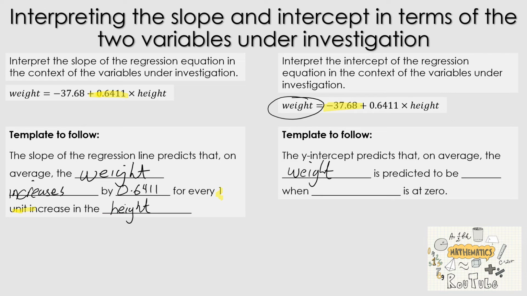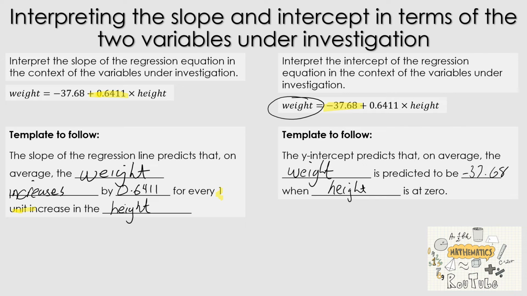The weight is to the left-hand side of the equal sign. So that's our Y value. So that's our RV. So weight is predicted to be. Now predicted to be is simply just listing the intercept value. So 37.68, and make sure it's a negative, when something is at 0. So that there is just going to be when our height is equal to 0.